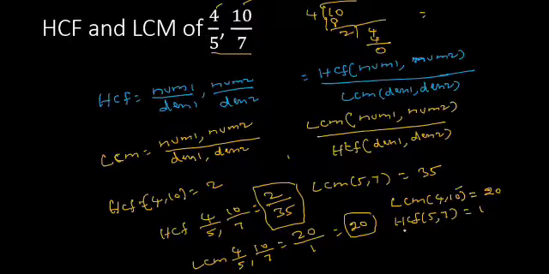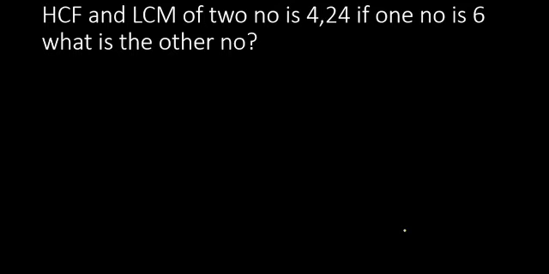So, this is a way of actually identifying this for fractions. Now, the HCF and LCM of two numbers is 4 and 24. If one number is 6, what is the other number? So, now we have to apply the relationship. The relationship is N1 into N2 is equal to HCF into LCM. So, this is the relationship between HCF and LCM.